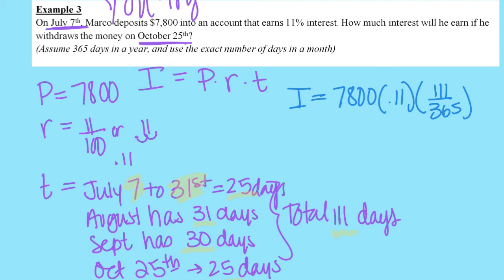So using 111 out of 365, using that as our time, typing that all in the calculator, you should get $260.93. Hopefully you got it. If you did, congratulations. If you didn't, go back, listen to what I said, and hopefully it makes sense.